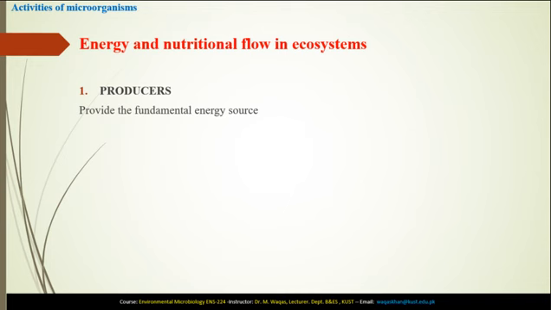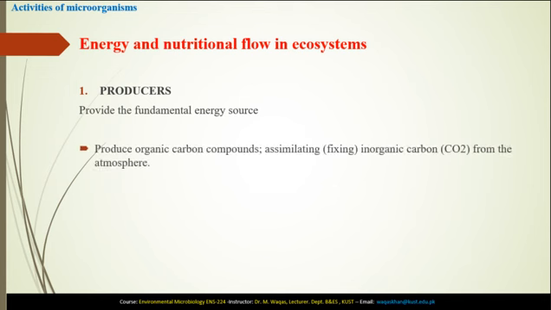The first one is the producers. Life would not be possible without producers because they provide the fundamental energy source that drives the trophic pyramid. Producers are the only organisms in the ecosystem that can produce organic carbon compounds such as glucose by fixing inorganic carbon like carbon dioxide from the atmosphere. Such organisms are termed autotrophs. Most producers are photosynthetic organisms such as plants and cyanobacteria that convert the sun's energy into the energy of chemical bonds.